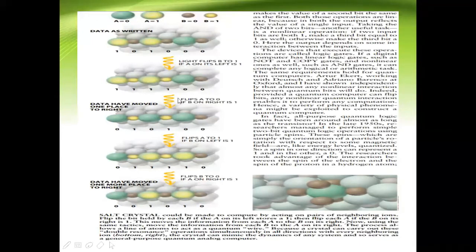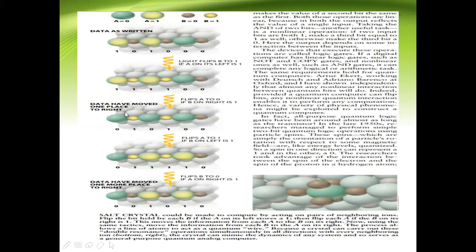Again, flipping takes place when light is allowed to fall on this molecule. It flips A. Now A is flipped to 0 if B on the right is 1. You can see that 0 1 0 1 0 0. So the data as written here, 1 0 1 0 0 1, is the data in the quantum mechanical form.